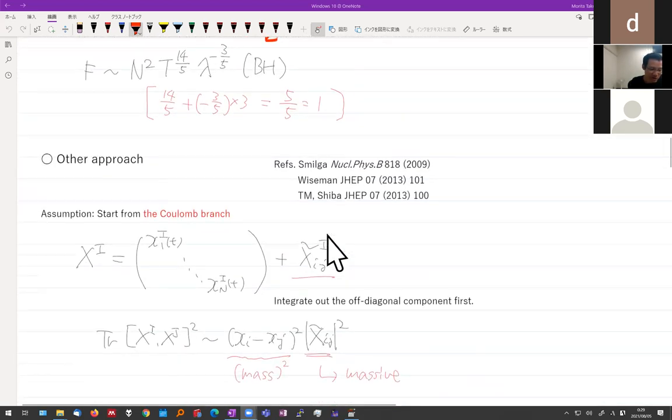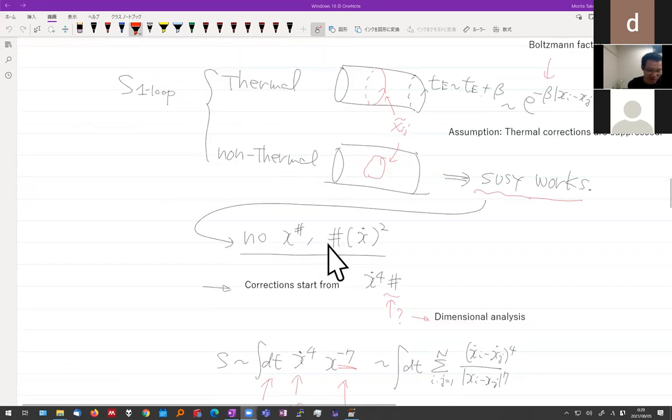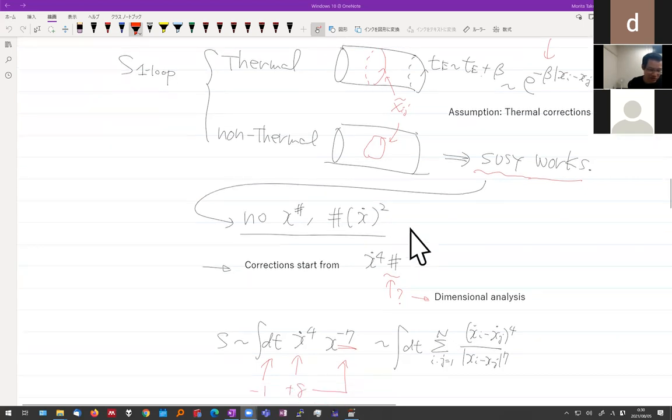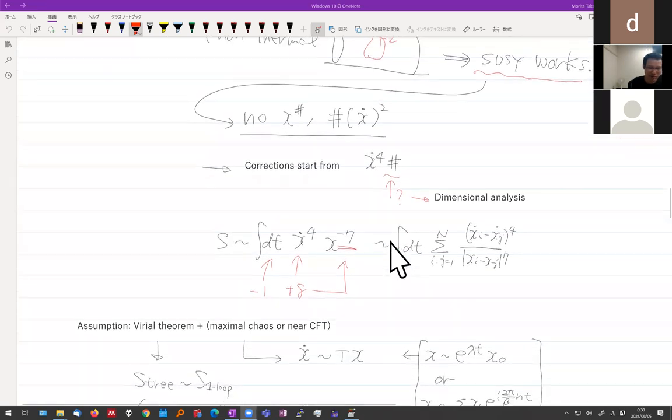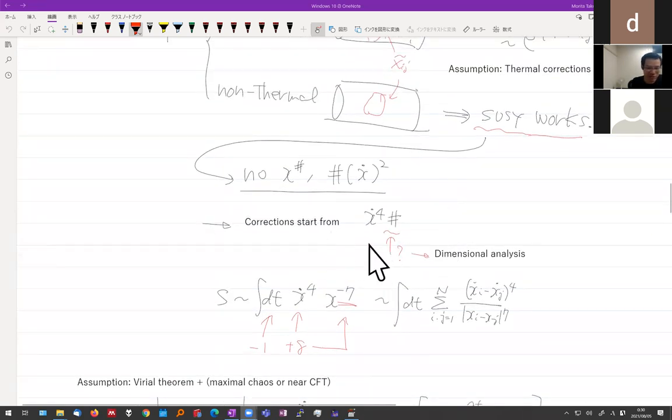In addition, supersymmetry forbids a correction to the x dot squared term. And the corrections will start from the x dot to the 4 term. So this is known from supersymmetry. Sorry, I will skip the detail, so please believe me. And as I said, we can explicitly confirm this fact. So then the question is, what is this factor? That we can estimate by using dimensional analysis.